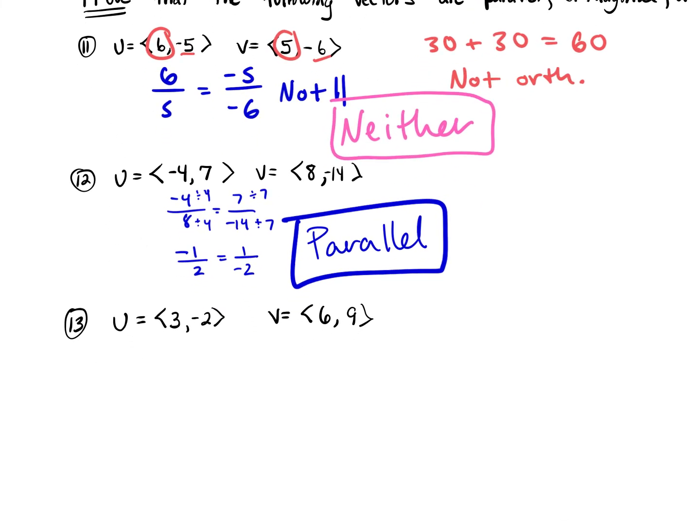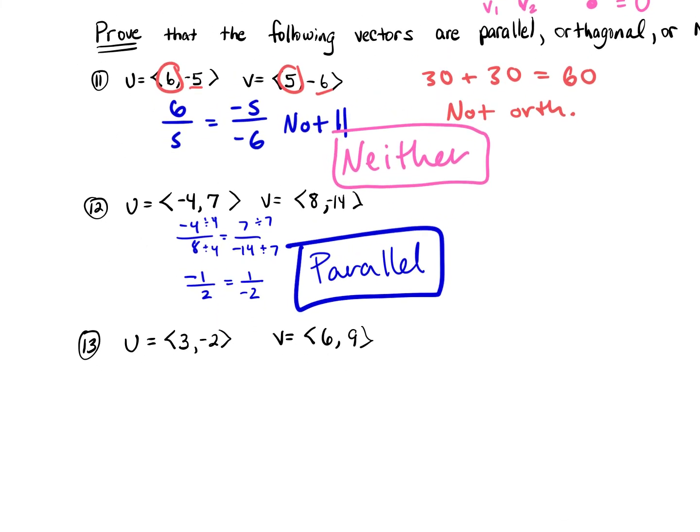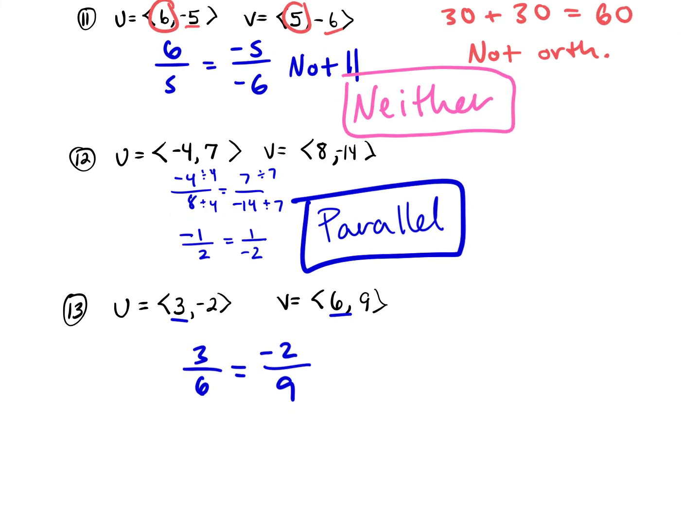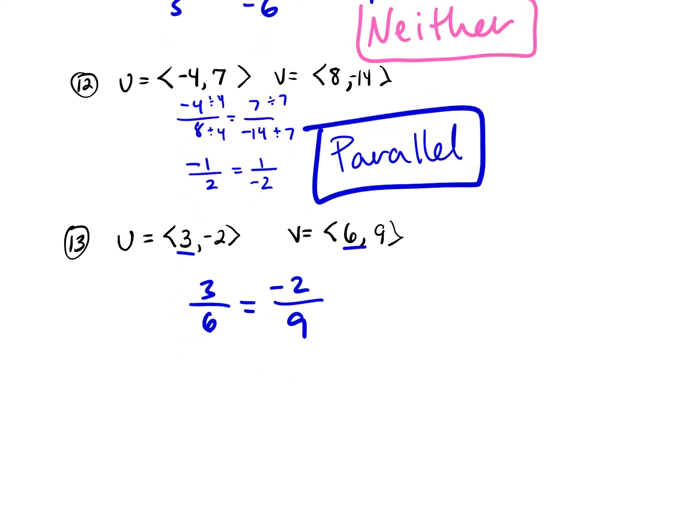All right, 13. So we want to do the first number in U over the first number in V, see if that's equal to the second number in U over the second number in V. So I can simplify my first fraction to 1/2. Second fraction doesn't simplify. So are these parallel? Nope, so they're not parallel.